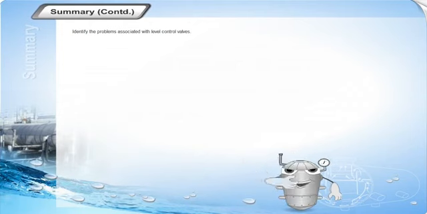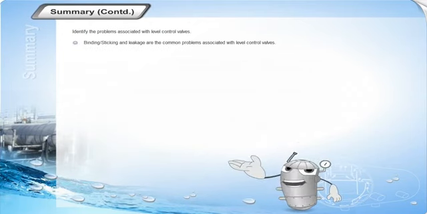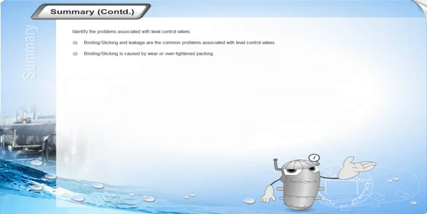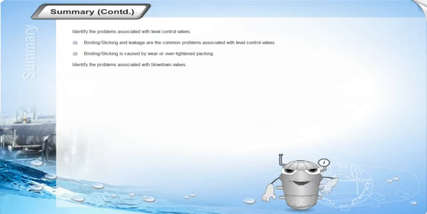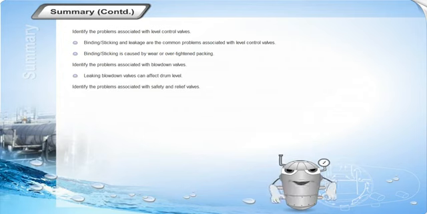Identify the problems associated with level control valves. Binding or sticking and leakage are the common problems associated with level control valves. Binding or sticking is caused by wear or over-tight end packing. Identify the problems associated with blowdown valves. Leaking blowdown valves can affect drum level. Identify the problems associated with safety and relief valves. Binding is generally caused in both of these valves due to corrosion.